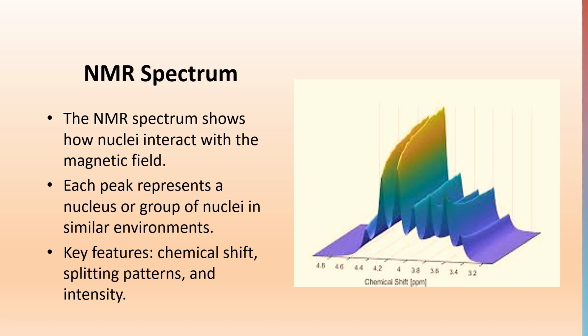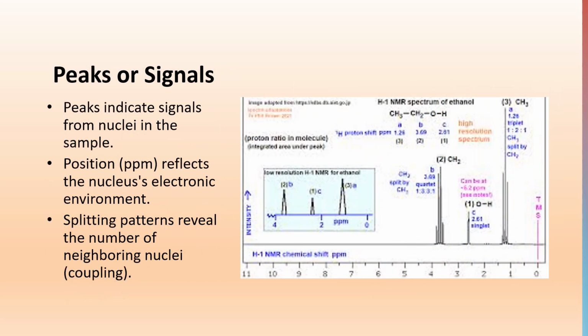For example, peaks that appear close together might indicate atoms that are near each other in the molecule, while the intensity of the peak tells us how many atoms are in that environment. Let's take a closer look at the peaks. The position of each peak, measured in parts per million, shows us the chemical shift, which tells us about the environment of the nucleus. The way the peaks are split into smaller parts, known as coupling, shows us how many neighboring nuclei are close by. Together, these details give us a lot of valuable information about the molecule.